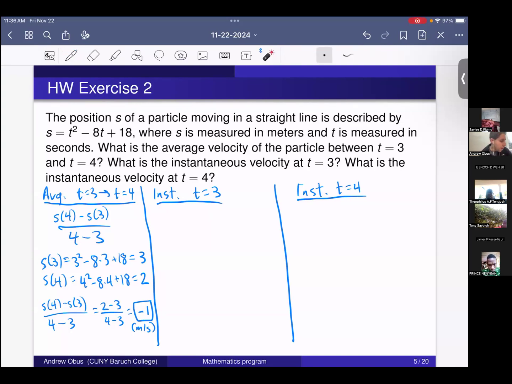Okay, so I did this one because this is not really a calculus question, right? This is just an algebra question. We look at the position at the final time minus the position at the initial time, and we divide by the amount of time that has gone by. In this question, that's 1 second. Okay, and there we are.